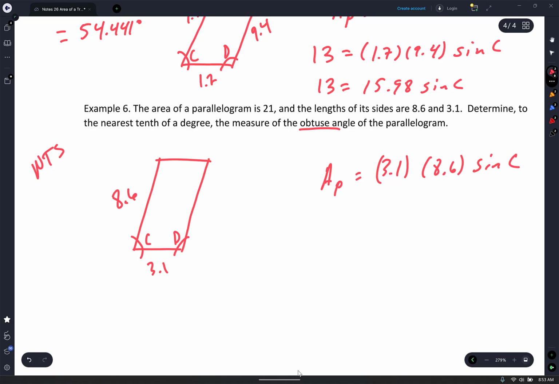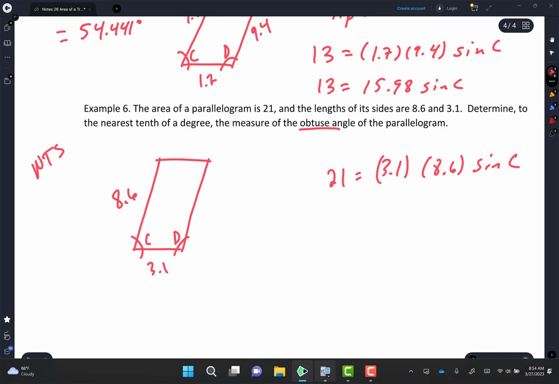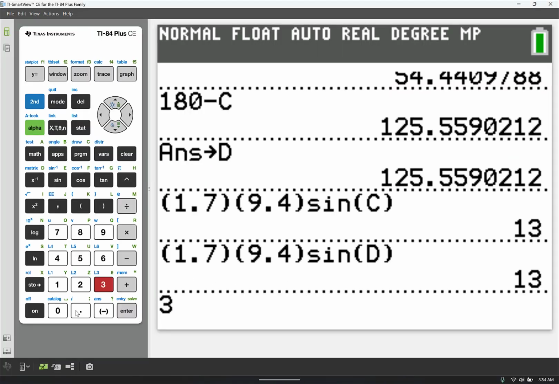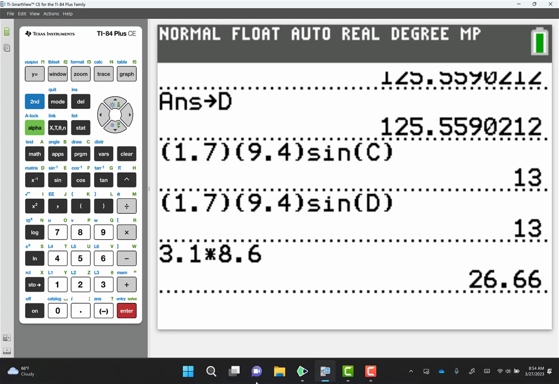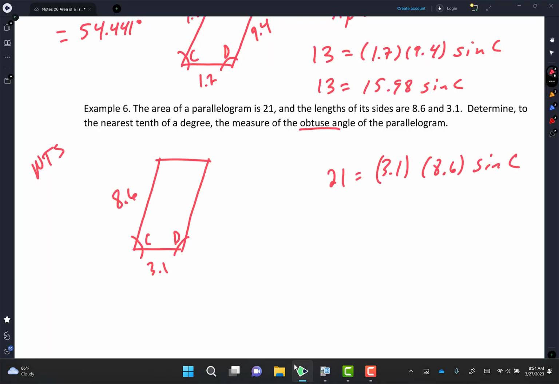It's always going to give me the acute. I don't want angle C. I want angle D. So here we go. I forgot, I should have put A and P. I should have put 21 there. So that's 21. Let's figure out what 3.1 times 8.6 is. So 3.1 times 8.6. And I get that number, 26.66. So I have 21 equals 26.66 sine C.